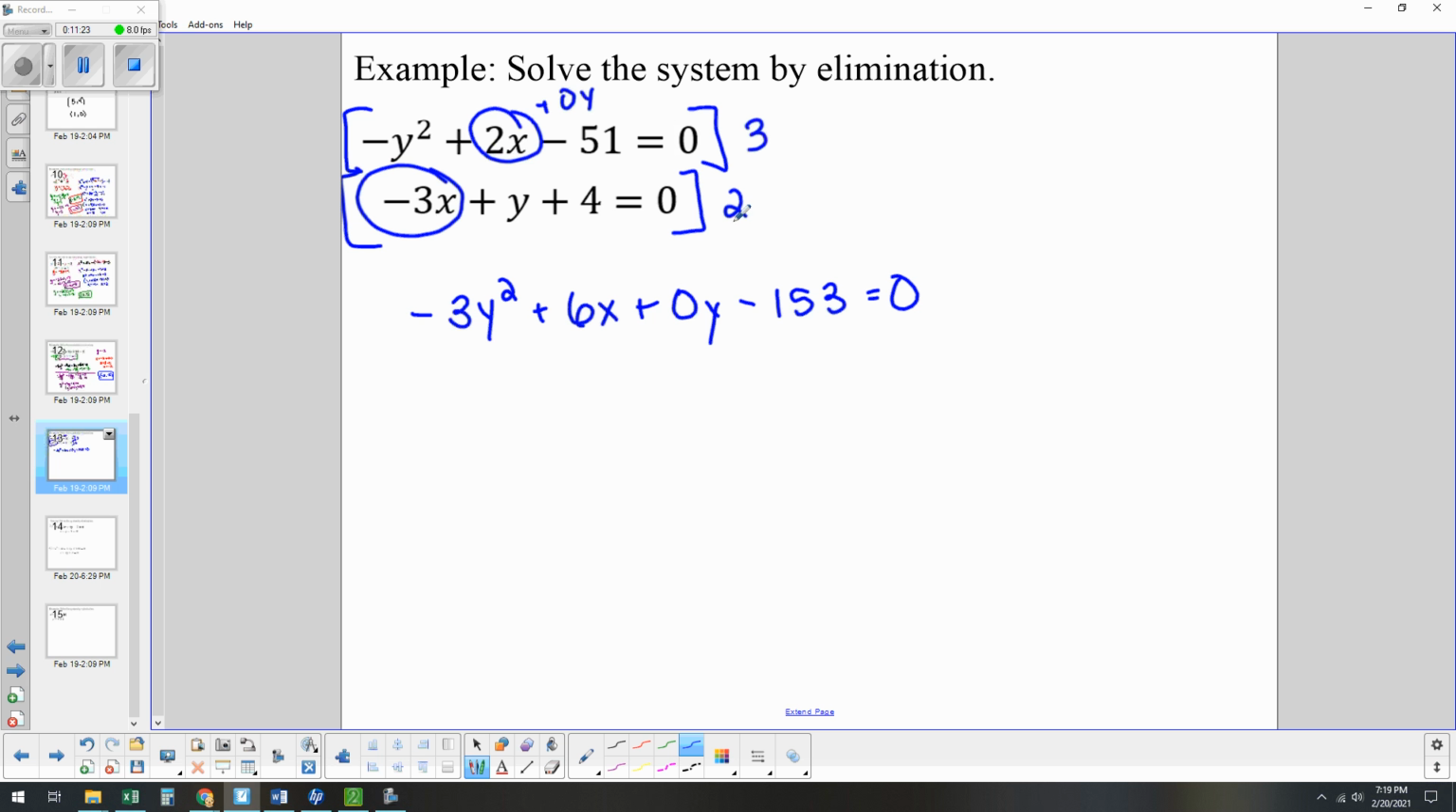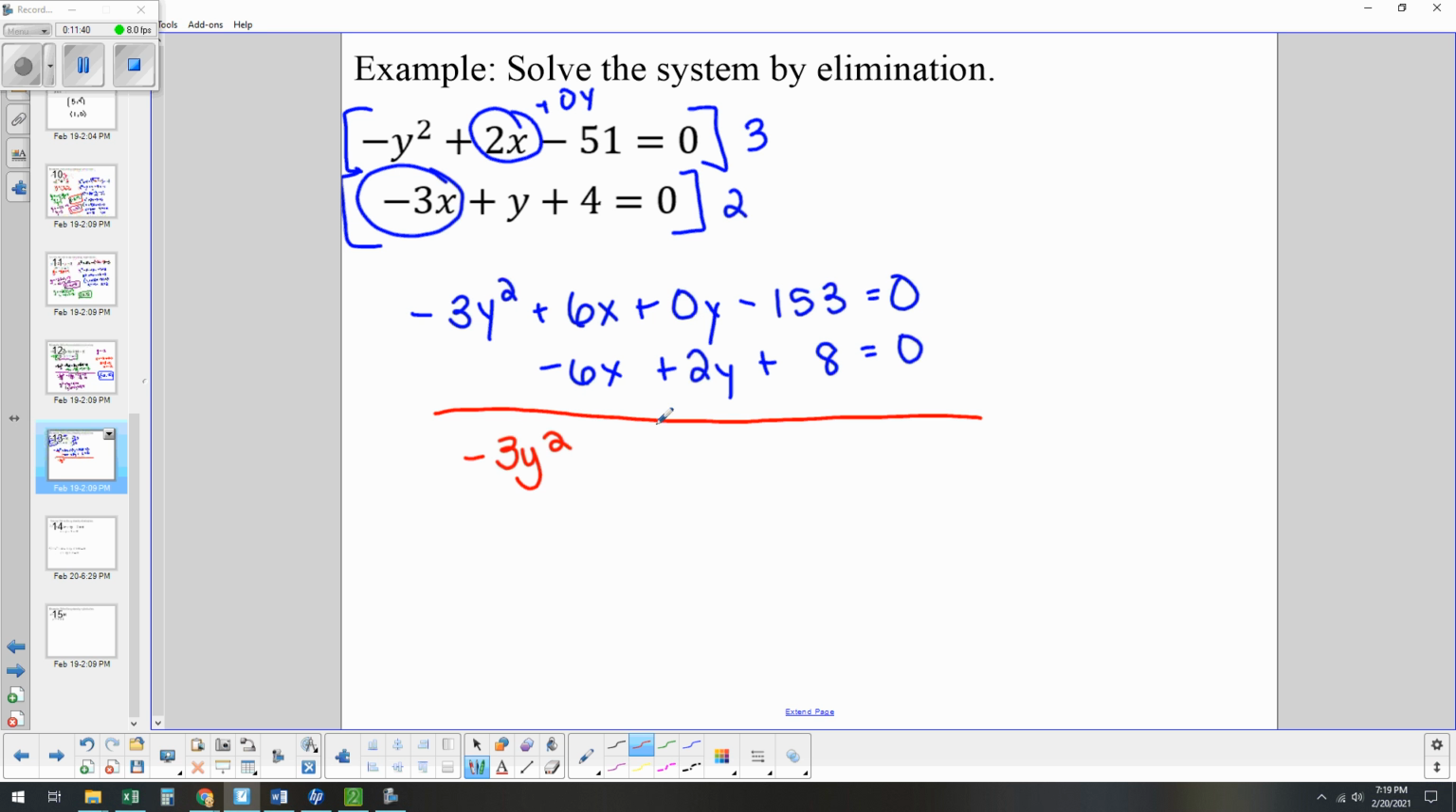And now in the second equation, I'm going to multiply everything by 2. So that's negative 6x plus 2y plus 8 equals 0. So the negative 3y squared will be brought down. The x's cancel. We get plus 2y. And then negative 153 plus 8 is minus 145.